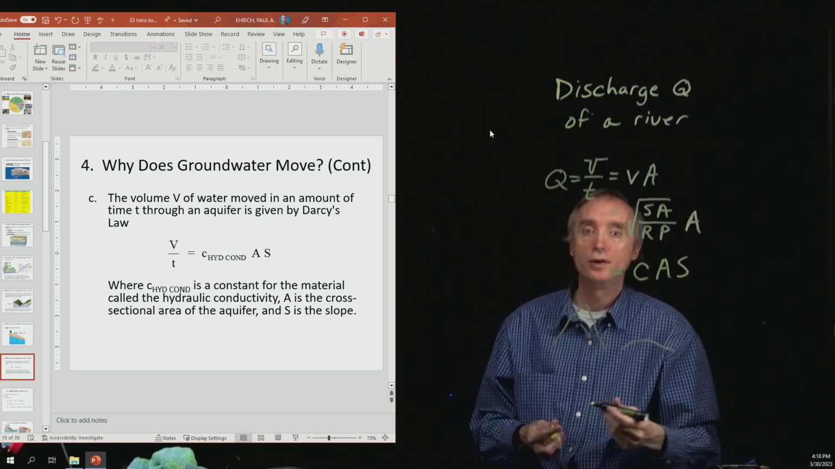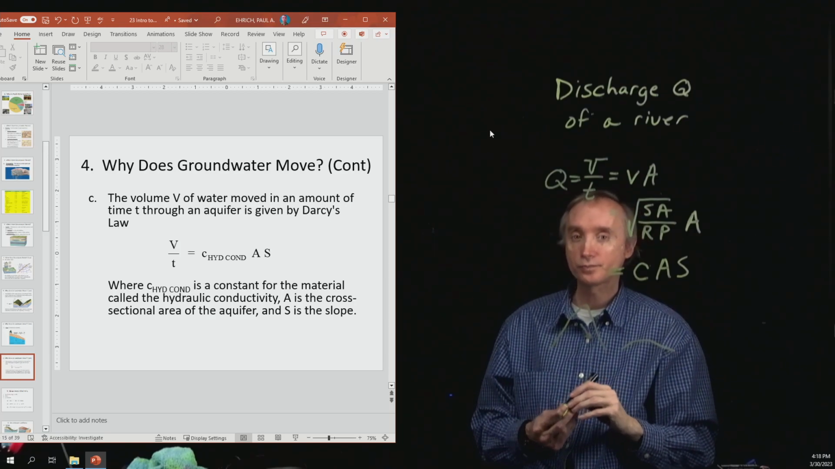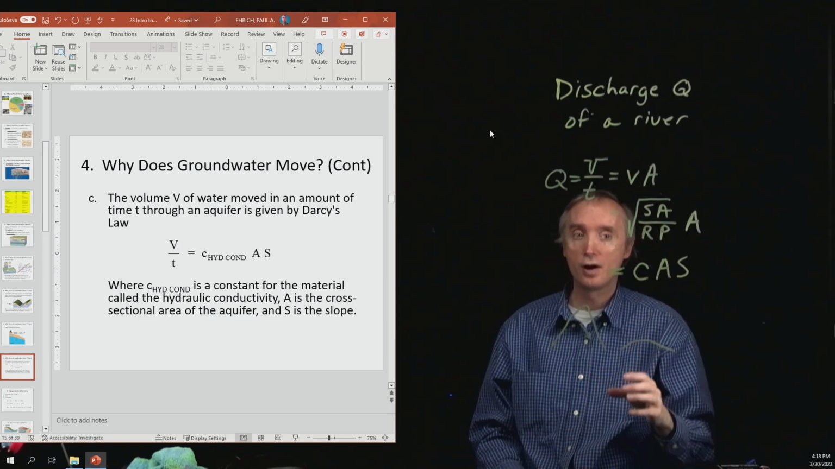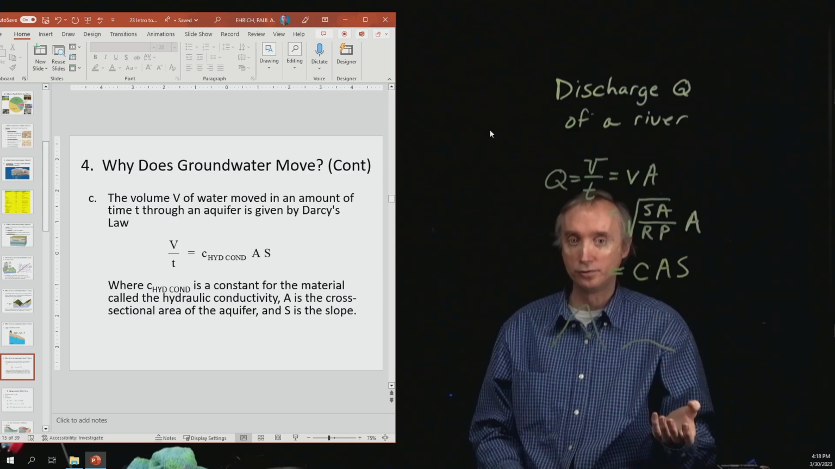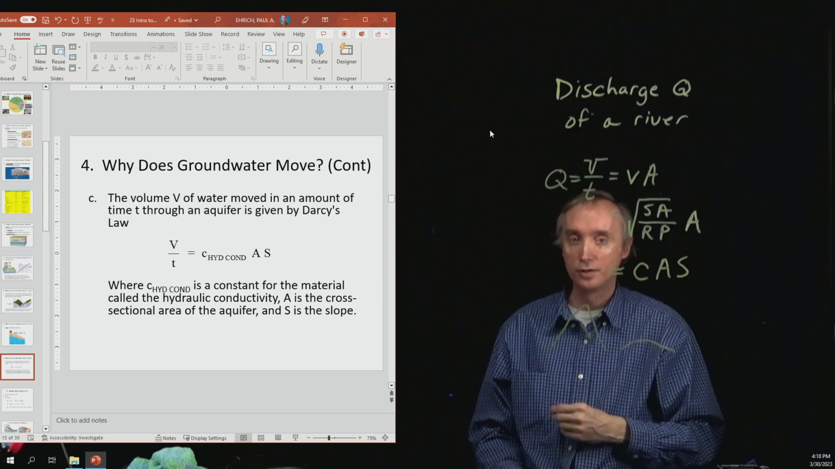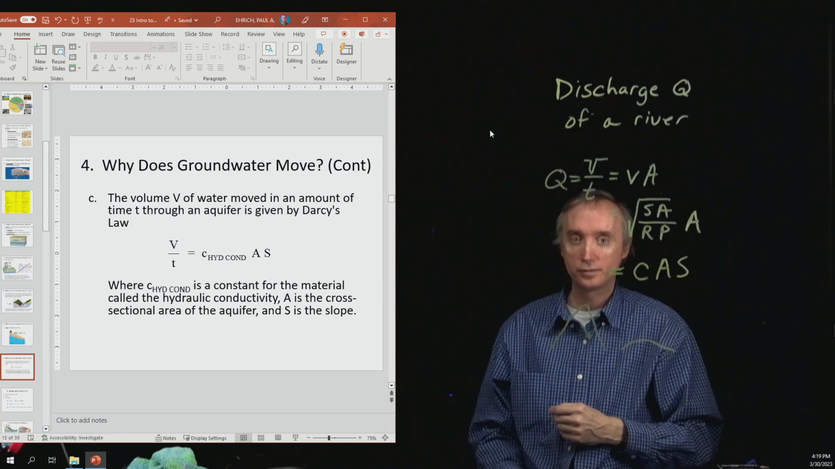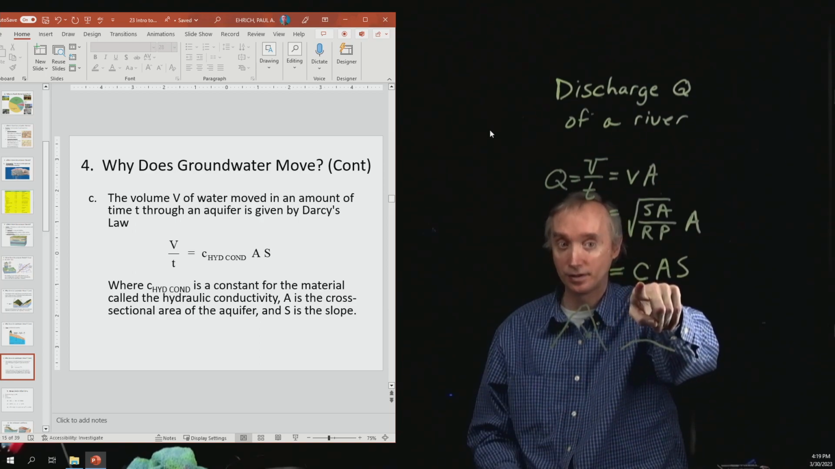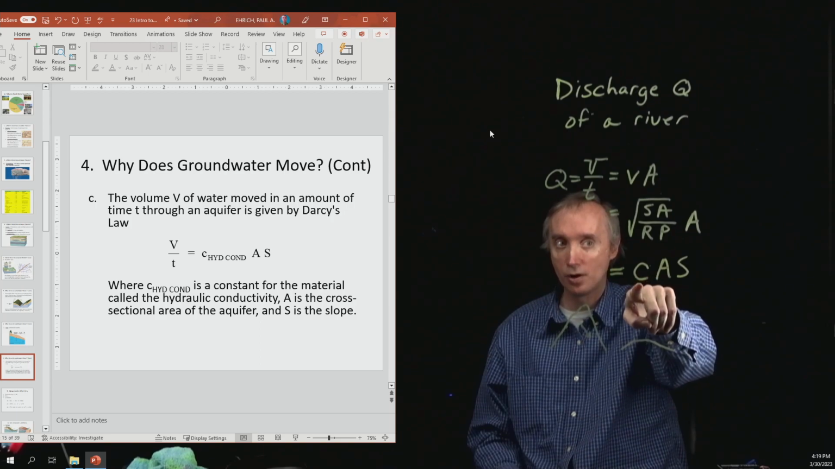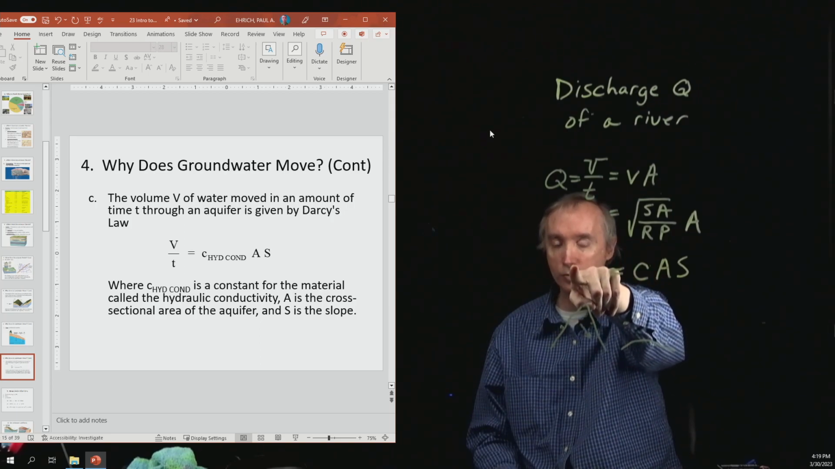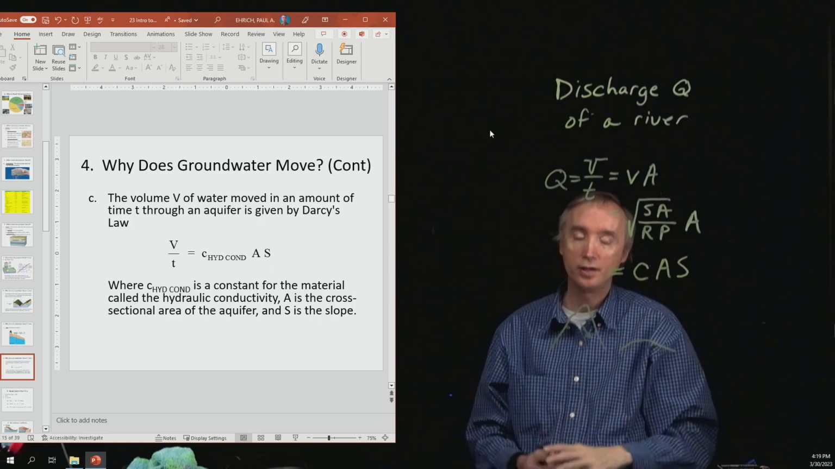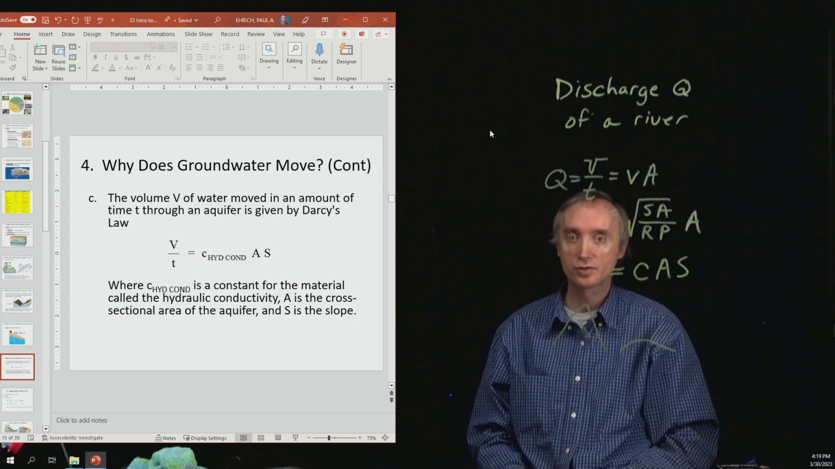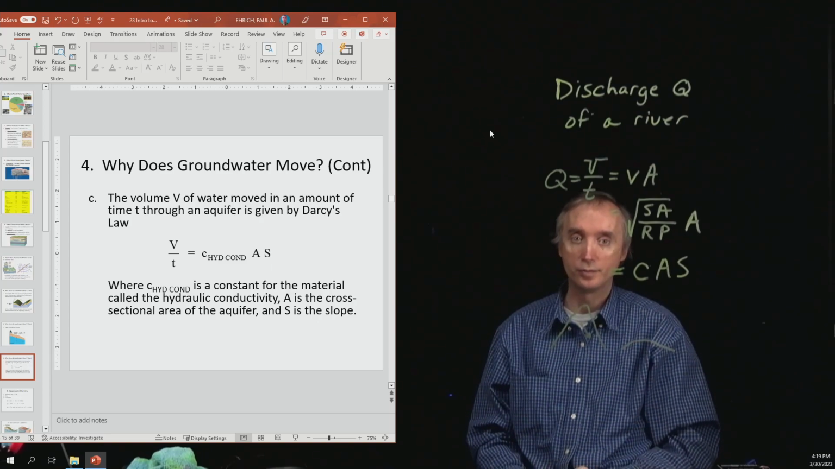Or I could say, what if the water is trying to go through rocks that are not very permeable? What's that going to do to the flow rate? Okay, so that would mean it's not very conductive. So this number would be small, which would mean this number would be small. So again, the groundwater would be traveling slower through that kind of material.